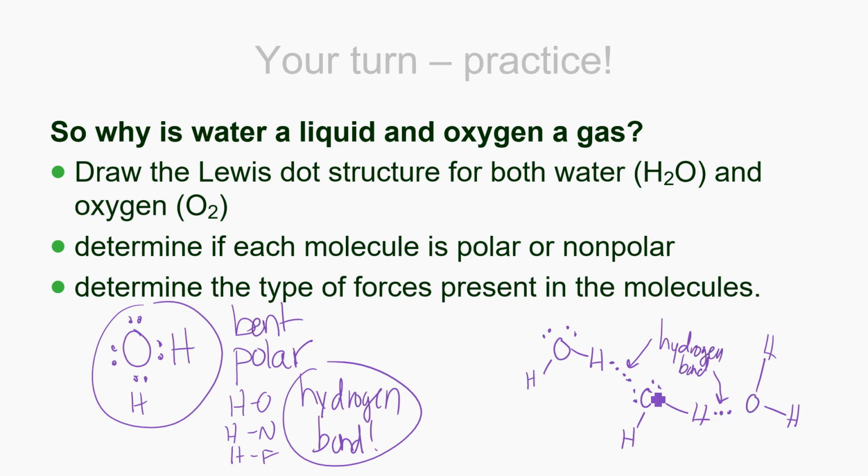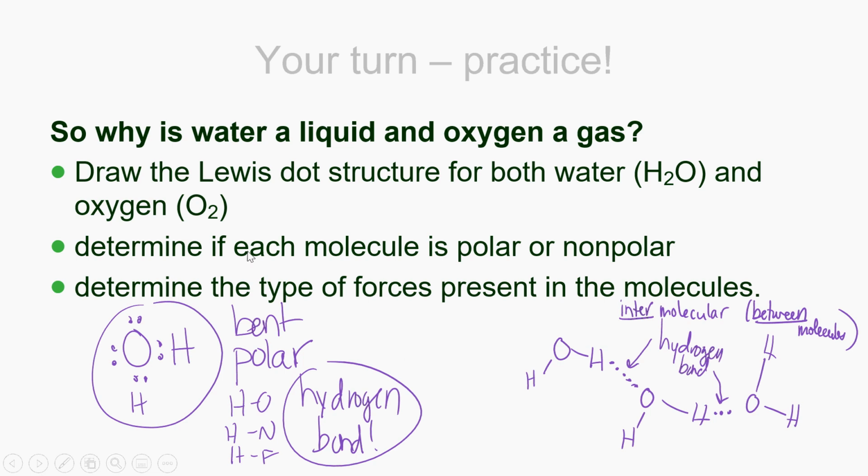I'm going to erase my electrons because I feel like that's getting confused with the dot picture. Okay, so it's the attraction between the hydrogen on one molecule and the oxygen on a nearby molecule. That is what a hydrogen bond is. Remember, it is intermolecular, which means it is between two or more molecules. Okay, so those are the hydrogen bonds here. And hydrogen bonds are relatively strong.